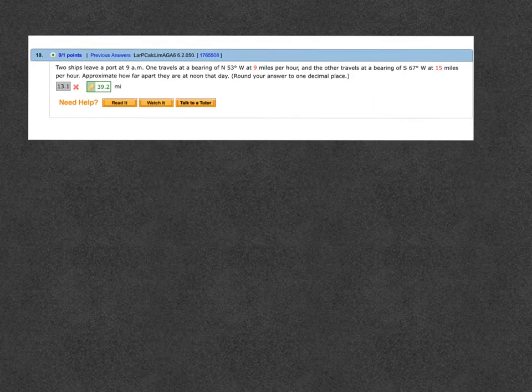All right, and then 10 said two ships leave port at 9 a.m. One travels at a bearing north 53 degrees west. So I've got two ships that leave from the same spot. If one is going north, we're going up. West is right or left?